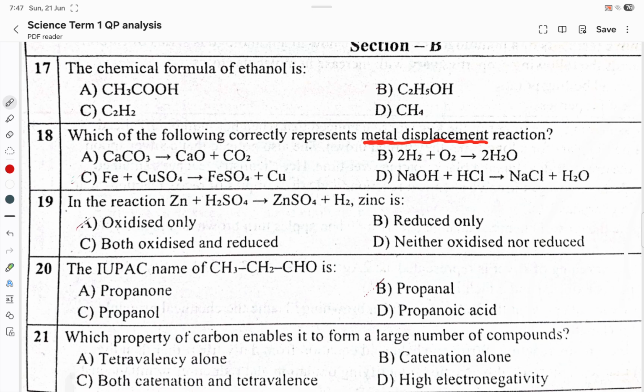Now let us see. First of all, the reaction should be between an element and a compound. But if you observe the first option, it is just CaCO3. There is no separate element given over here. So it's a decomposition of calcium carbonate, limestone, into calcium oxide and carbon dioxide. Here only a compound is there, but there is no element. That's why this is not our option.